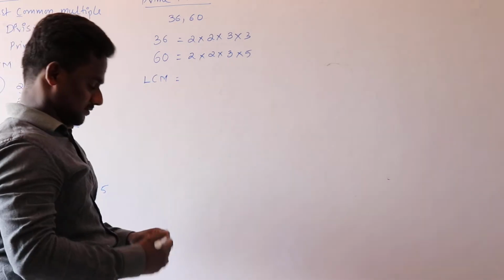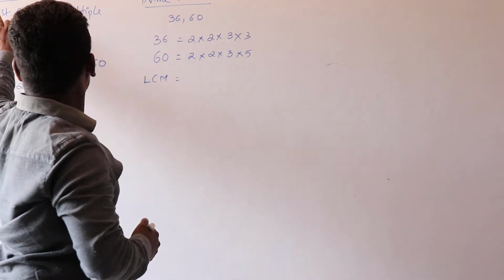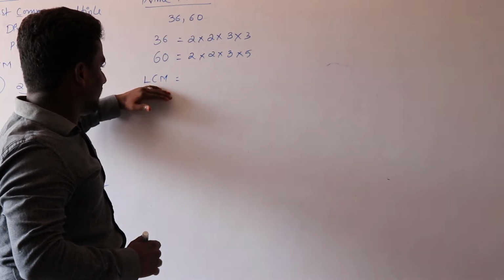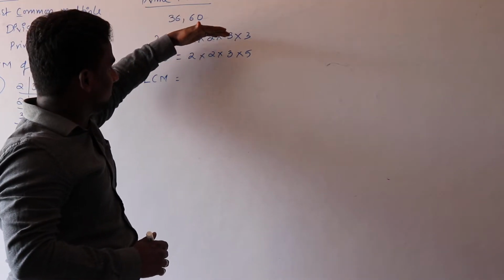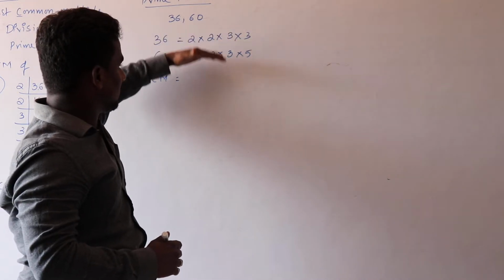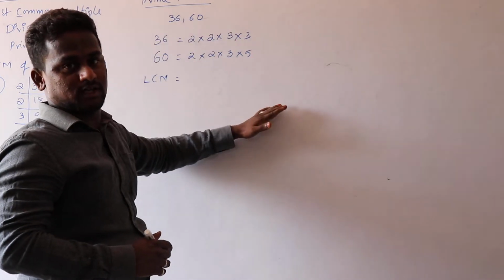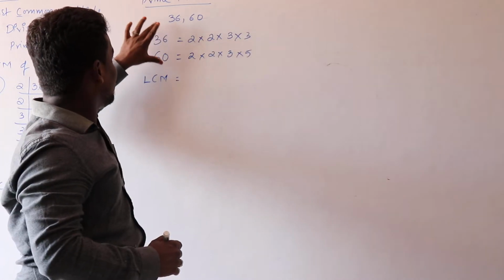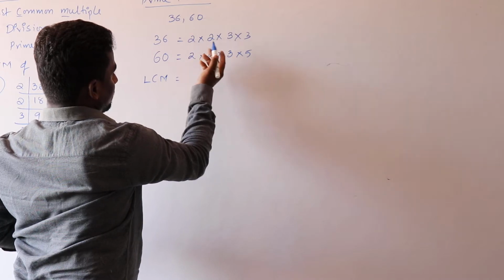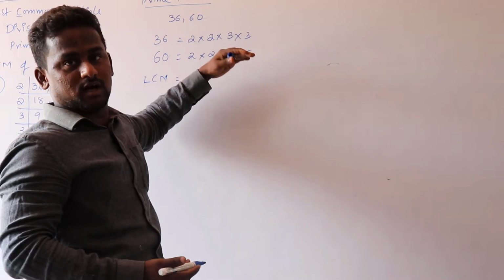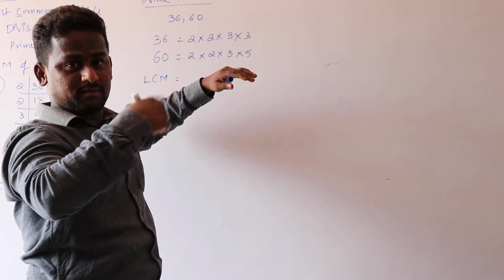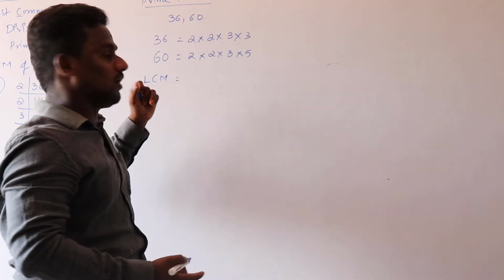Now the method of LCM. The LCM full form is least common multiple. In HCF we take only the common numbers between the two numbers and multiply them to get the HCF. But in LCM we cannot do that. In LCM we have to write all prime numbers with the highest power. All prime numbers with the highest power is called LCM.